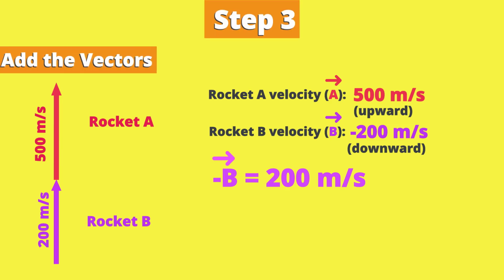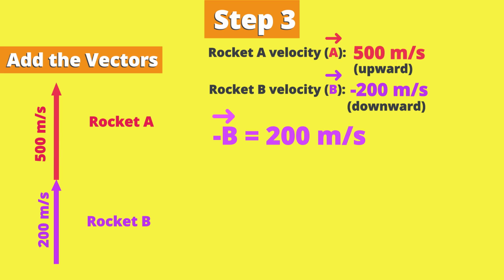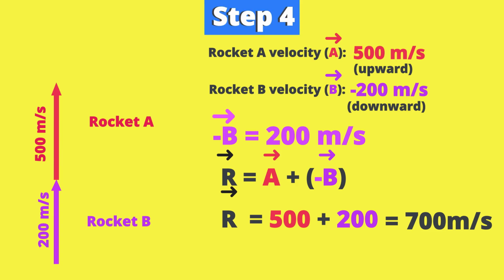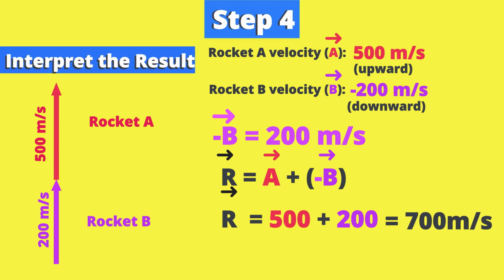Step 3. Add the vectors. Now combine rocket A's velocity with the flipped rocket B's velocity. R equals A plus negative B, which equals 500 plus 200, resulting in 700 meters per second. Step 4. Interpret the result. Rocket A is moving 700 meters per second upward relative to rocket B.